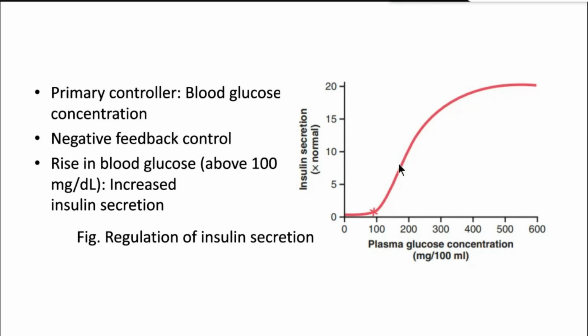When this response is not very good or is impaired, we call it impaired glucose tolerance, because our body is not able to tolerate excessive glucose. And you can say it is a negative feedback control.